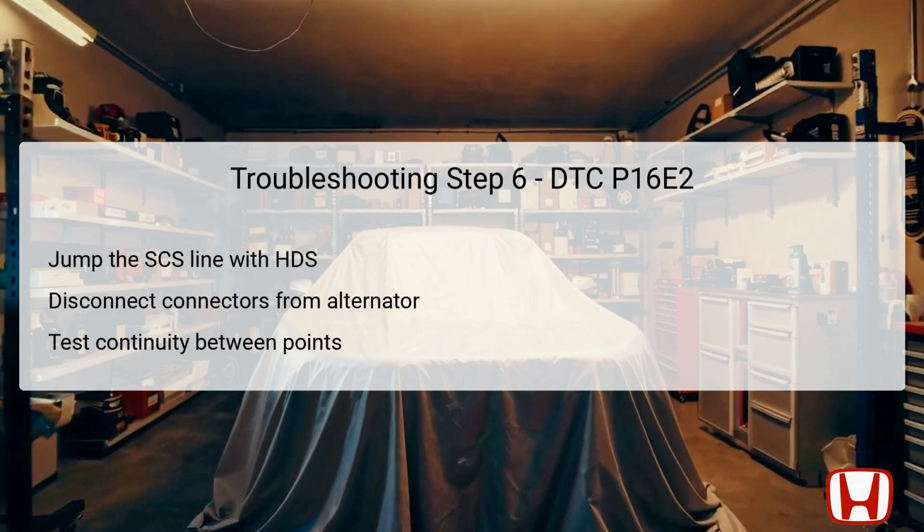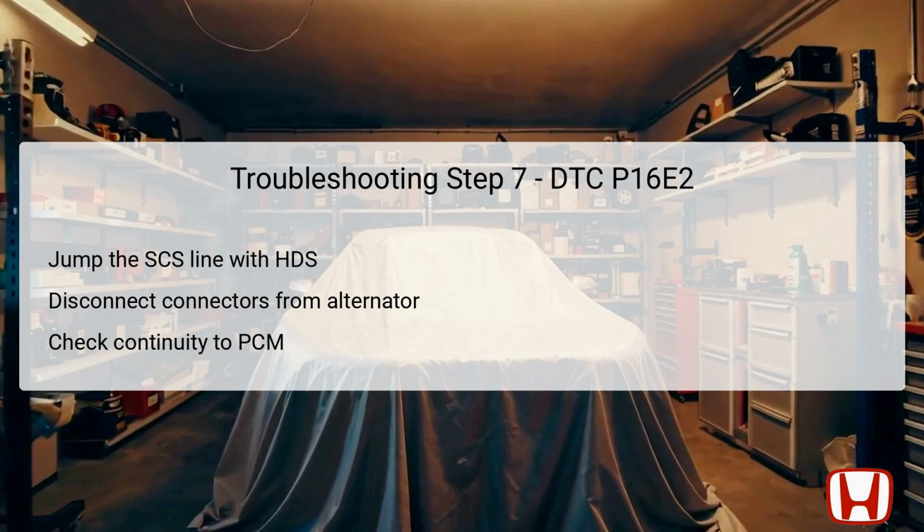If continuity fails, however, this indicates there is likely an open in the LIN wiring that requires repair. The final step in troubleshooting DTC P16E2 engages another continuity check to confirm the integrity of the LIN communication line. Begin by ensuring the vehicle is turned off and jump the SCS line once again with the HDS for a minute.